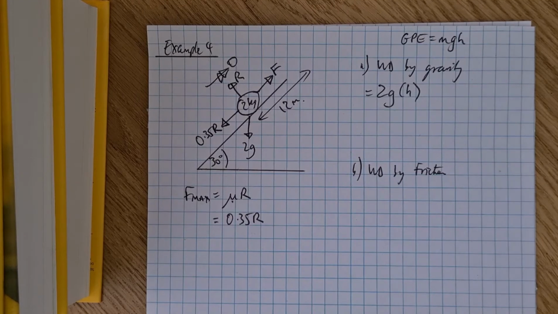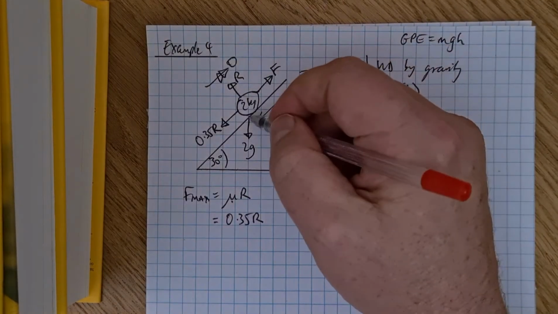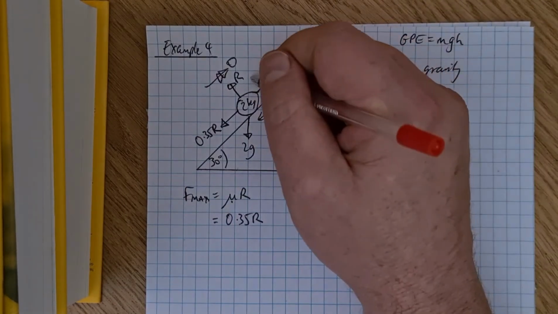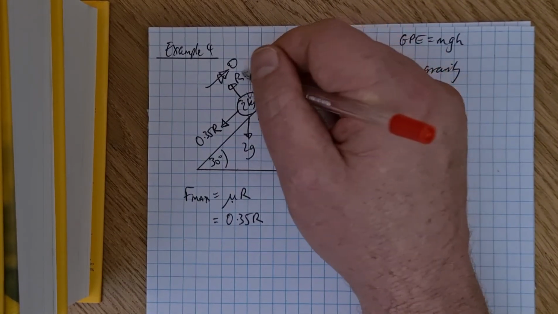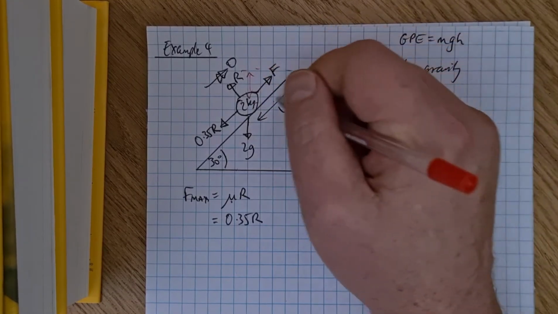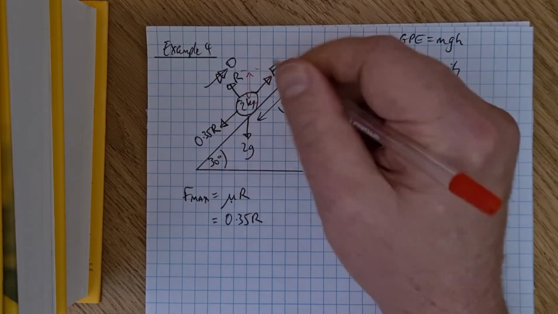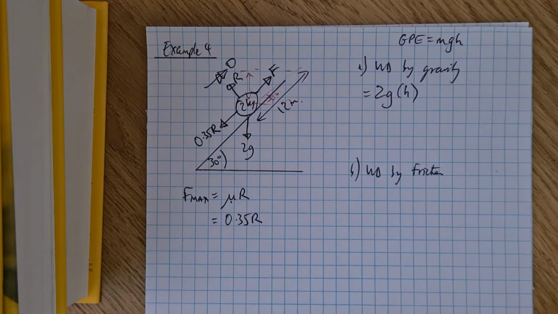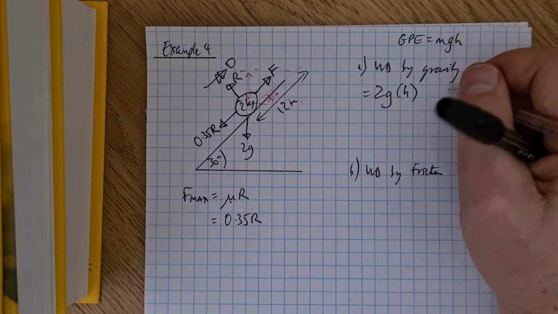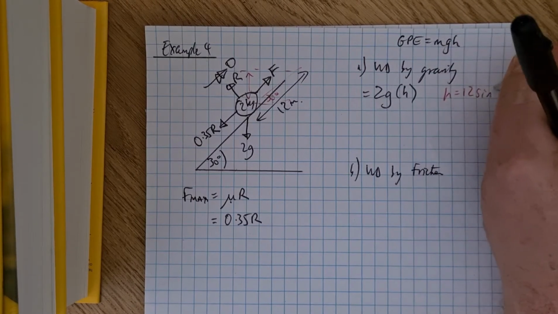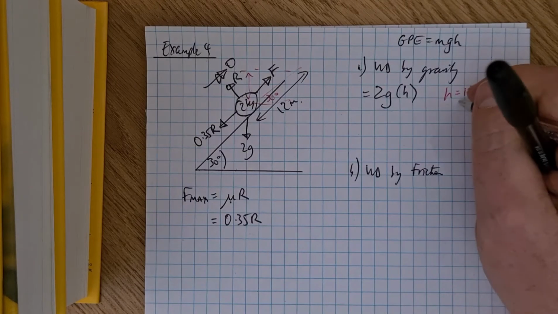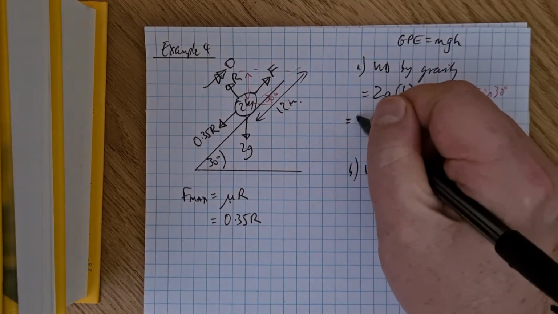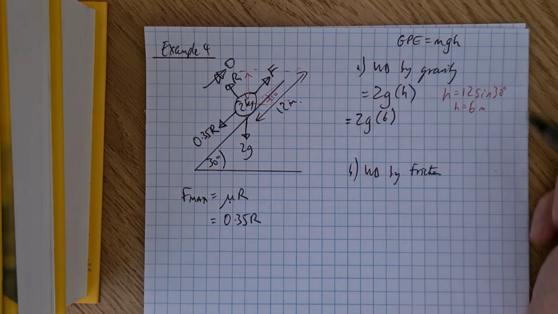So the thing here to bear in mind is that the distance in the direction of the force is obviously not going to be 12 meters. It's going to be the component of 12 meters vertically. So because we've got 12 meters and the inclined plane is 30 degrees, we therefore can say that h in this case is going to equal 12 sine 30 degrees, which is obviously going to be 6 meters. So our work done by gravity is going to be 2g times by 6.